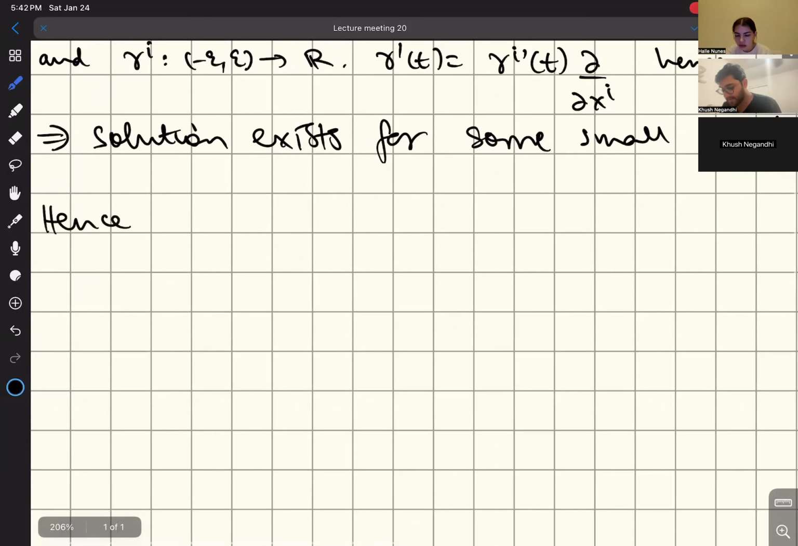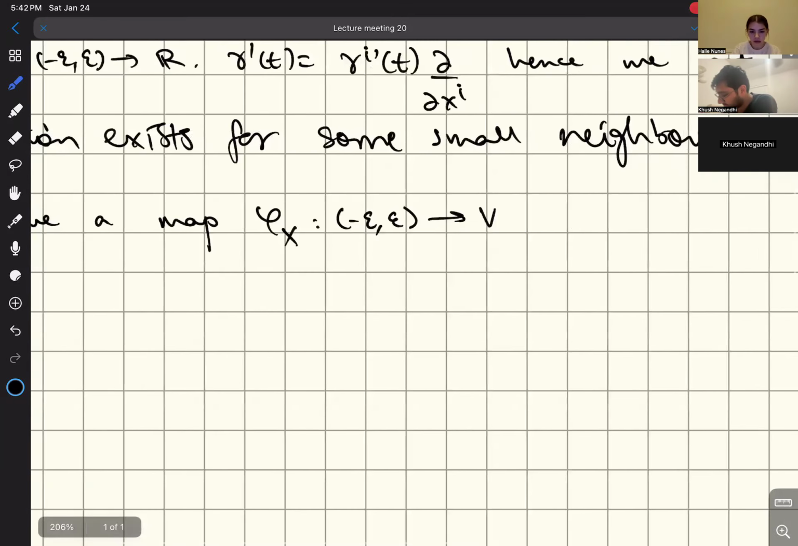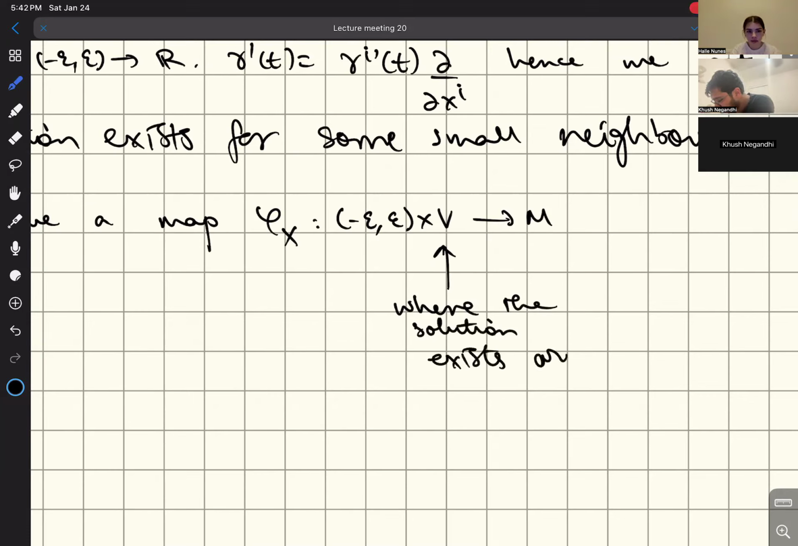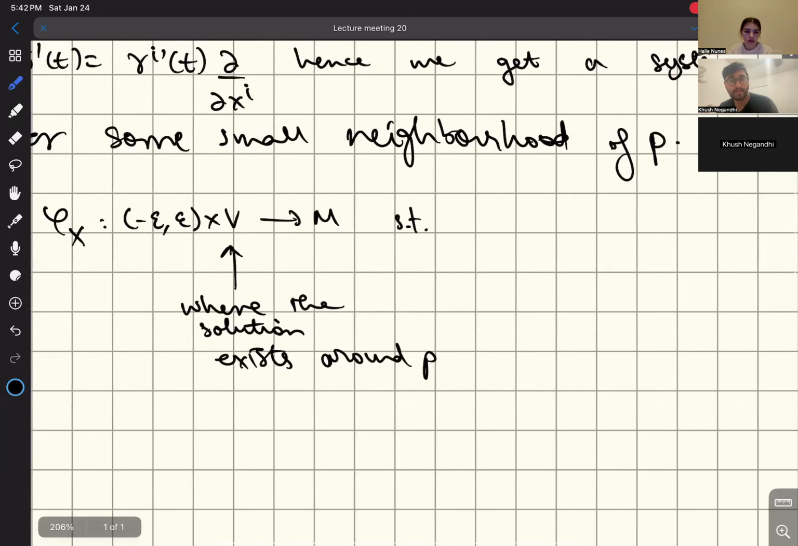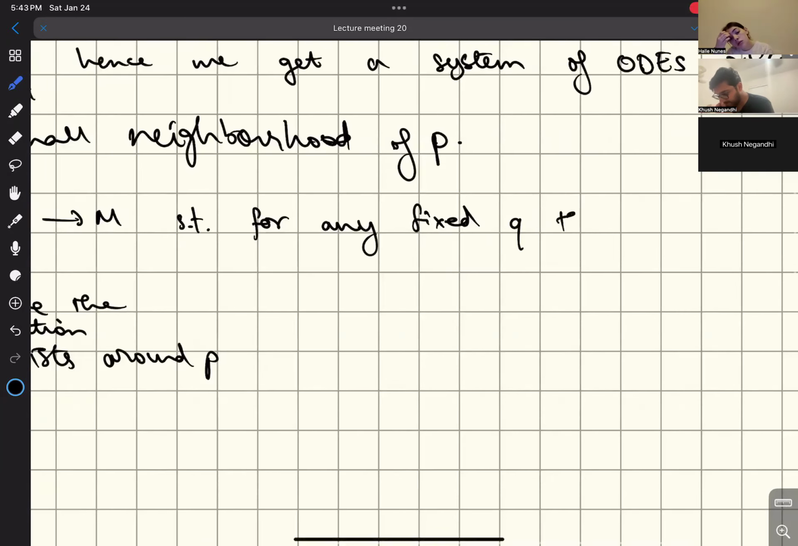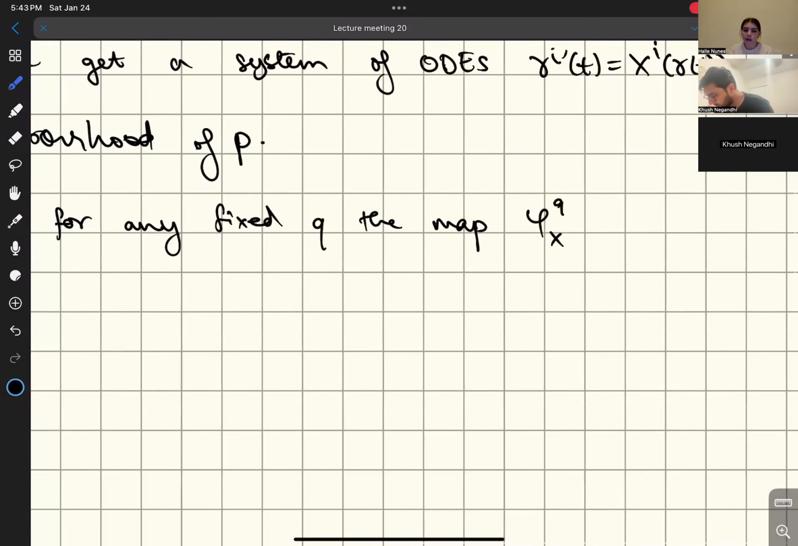So hence we get a map, which I'll call phi of X, that goes from negative epsilon to epsilon times V into M. Here V is where the solution exists around P. So Picard-Lindelof gave us a small neighborhood in which the solution exists, and we're calling that neighborhood V, such that for any fixed q, the map phi X q is now a curve through M.